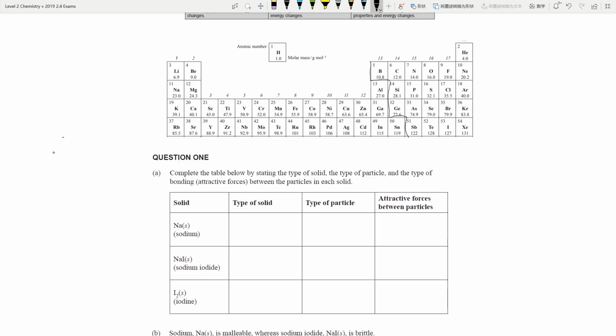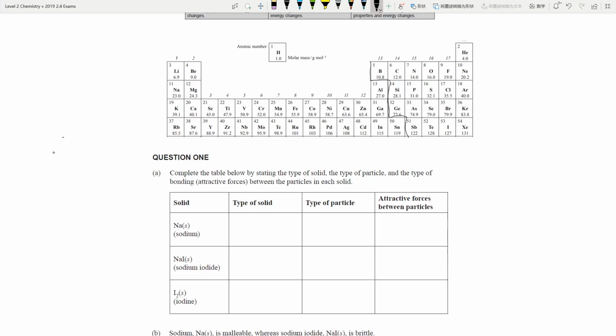Sometimes I draw it like that, staircasing down. It doesn't really matter, because the elements on the boundaries are not really metals, and they're not really non-metals, they're sort of in between. So for example, silicon is kind of an in-between element. It can behave like a metal or a non-metal, but why is this important?